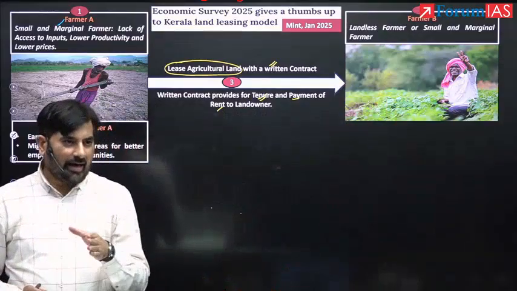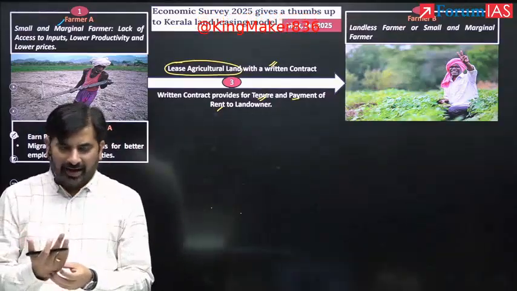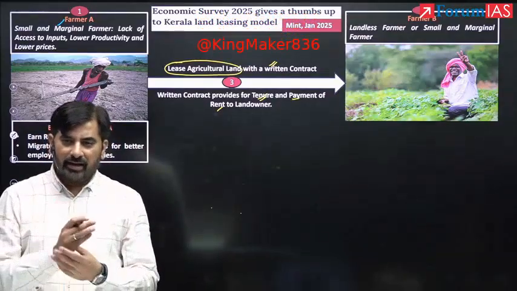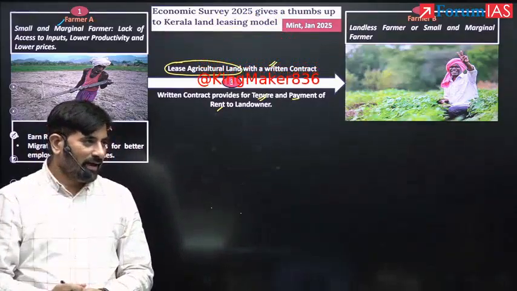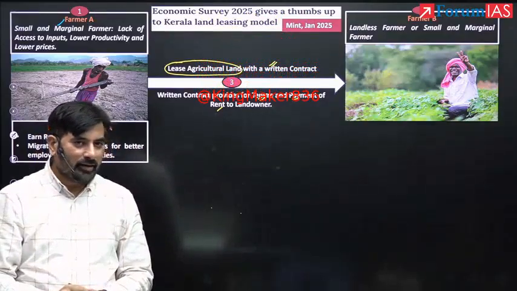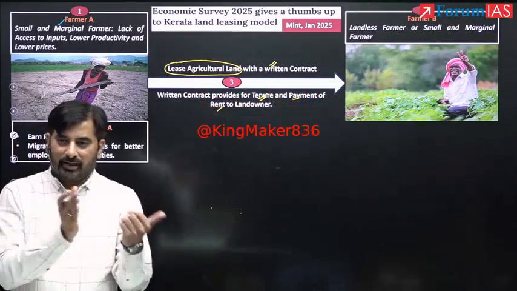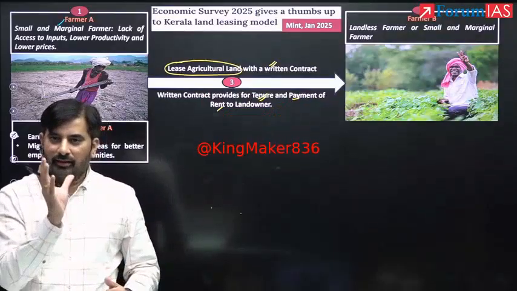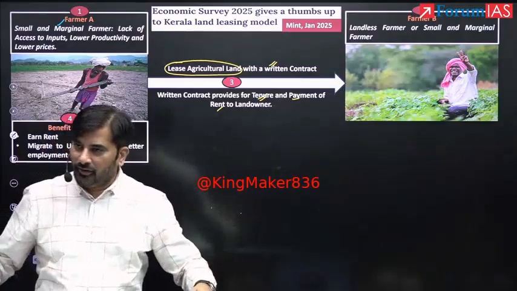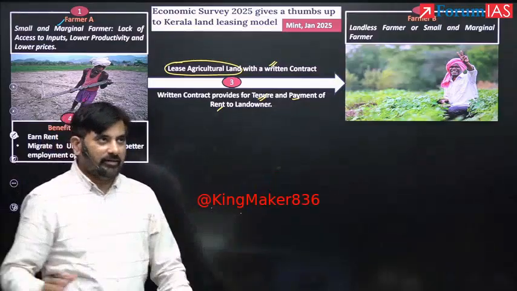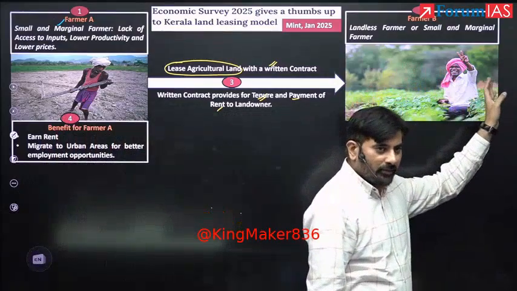This farmer could be a landless farmer. Can I say through land leasing, this farmer who is a landless farmer at least has access to land to cultivate. That access to land is coming with a written contract. That written contract will provide for regulation of rent as well as security of tenure, which means we can prevent the exploitation of this particular tenant farmer.